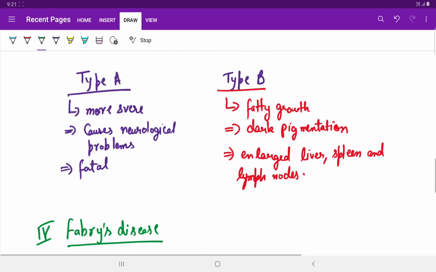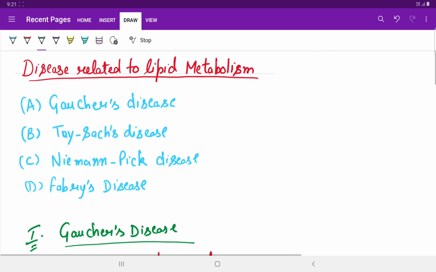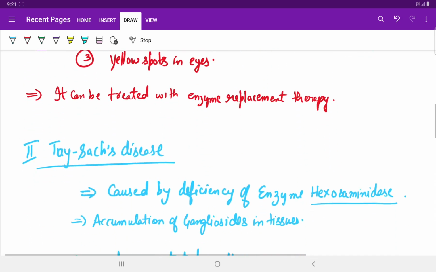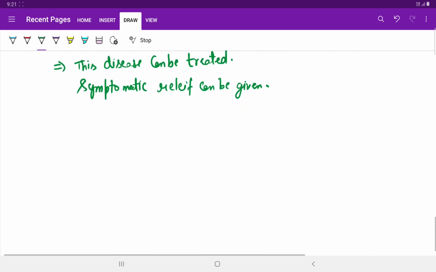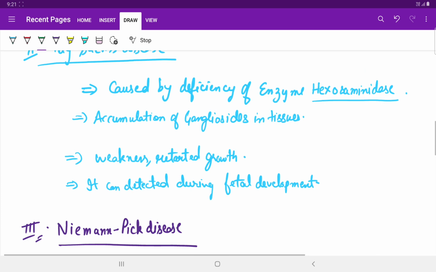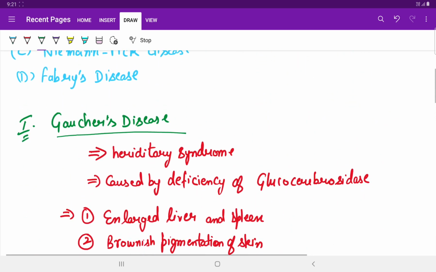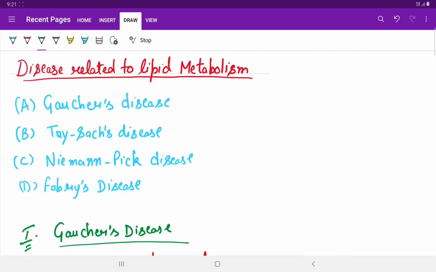So students, this was all regarding the diseases related to the lipid metabolism. So there are 4 types: Gaucher's, Tay-Sachs disease, Niemann-Pick disease and Fabry's disease. I hope this brief information regarding these diseases is enough to explain or understand the concept. In further classes we shall be understanding them in detail.